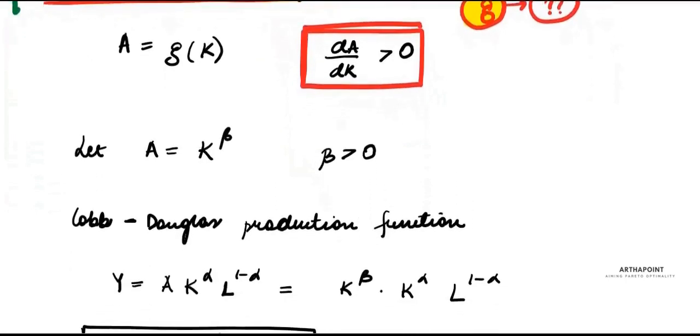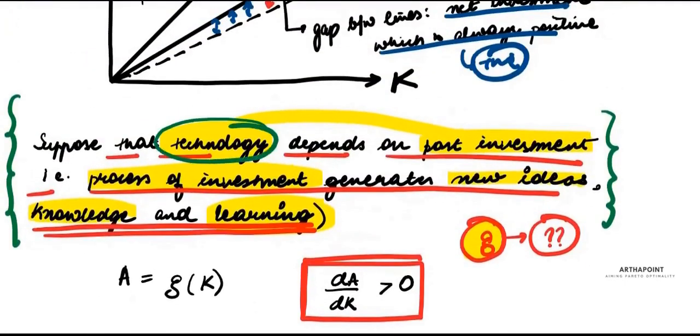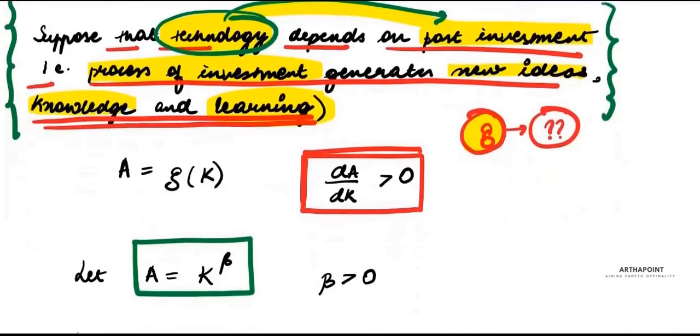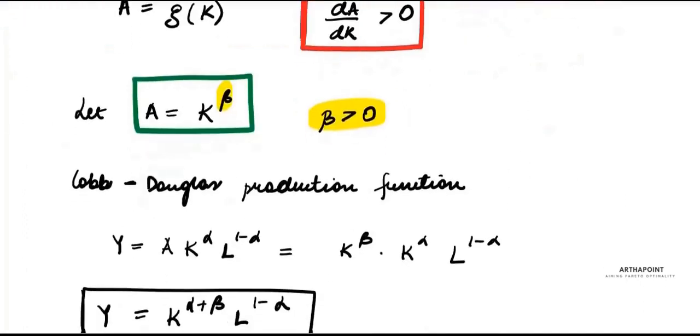Now, suppose you're given that A is equal to K to the power beta. Why K? K because we said that technology depends on investment. And how do you show investment? You show investment by capital. So we say that my technology is a function of capital to the power beta, where this beta is some constant which is greater than 0.